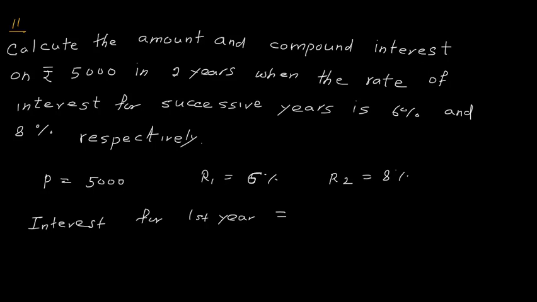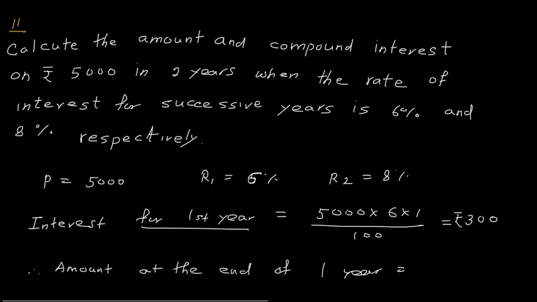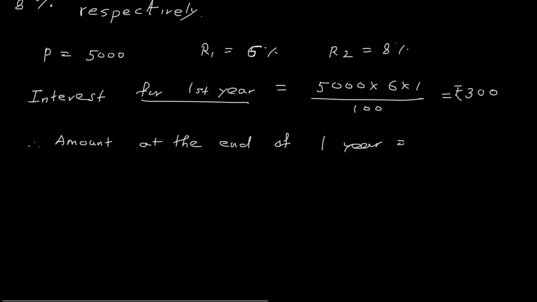So interest for first year will be 5,000 into rate of interest 6 divided by 100. So this is 50 into 6, so rupees 300. So this is interest for first year. Therefore amount at the end of 1 year is 5,000 plus 300, that is rupees 5,300.